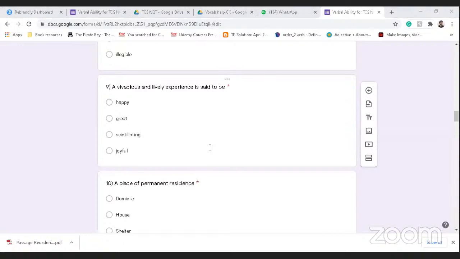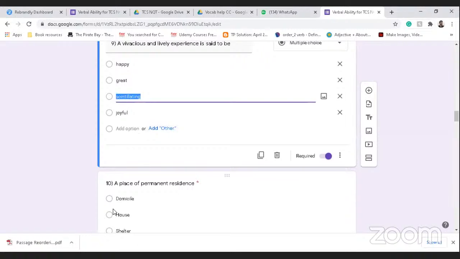Yes, scintillating is the right word. Scintillating means extremely joyful and lively. Vivacious and lively मतलब बहुत ही activity है वहां पे. Answer is scintillating. Very intense.